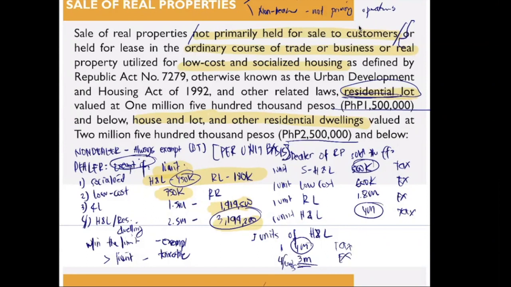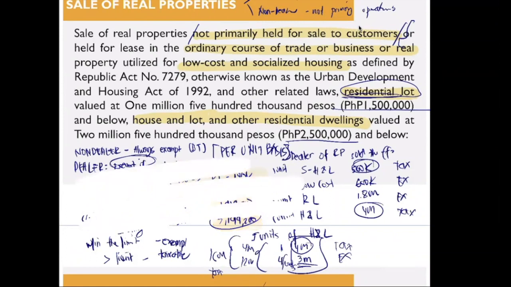Kasi pag tinest mo as a whole yan, kung nagbenta ka daw ng 5 units, magkano total nito? 1 unit at 4 million, so 4 million yan. 4 units at 3 million, that is 12 million. This is already 16 million. Eh di taxable na agad. Hindi ganon. We test it per unit basis. Take note of this.